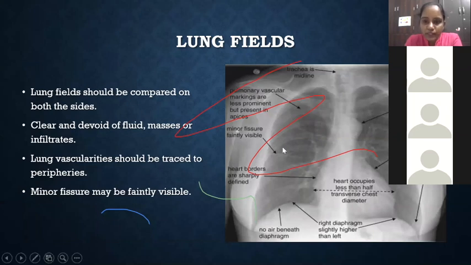So lung vascularity should be traced to the peripheries, and in a frontal X-ray, that is the AP or the PA view, the minor fissure may be faintly visible. In a lateral X-ray, the major fissure may be visible. So this is important because in cases of consolidation, the fissure limits the spread of the consolidation to the other lobe. And if we can see the fissure, then we will know which lobe is involved and which lobe is diseased.